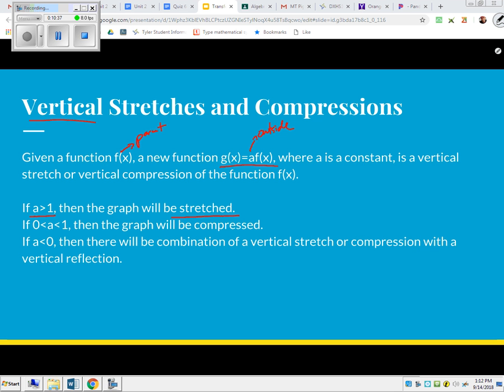Whereas if A is between 0 and 1, let's just say 1/2, we're just going to take our foot and squish it onto the x-axis. Okay? So it's going to be compressed. Or you can call it squished, I don't care. This confuses a lot of people, so I went ahead and put this on this slide. If A is less than 0, we are talking about having to do a reflection and then come up here and either do a stretch or compression. So you're going to see me treat it as two different transformations.